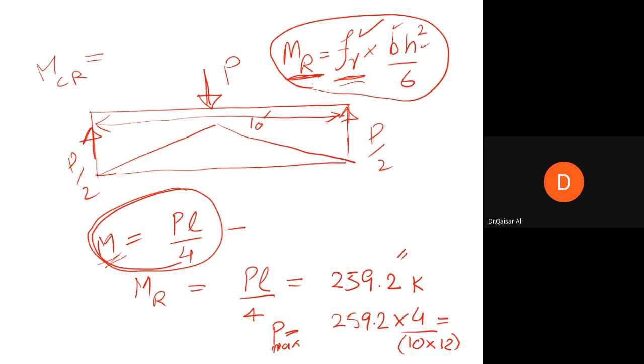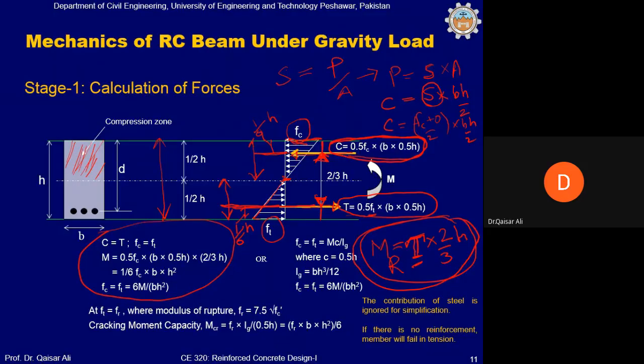So these are the relevant calculations corresponding to stage number 1, when there is no cracking. In other words, it is a plain concrete beam without any reinforcement. So these are the equations and the relevant calculations.